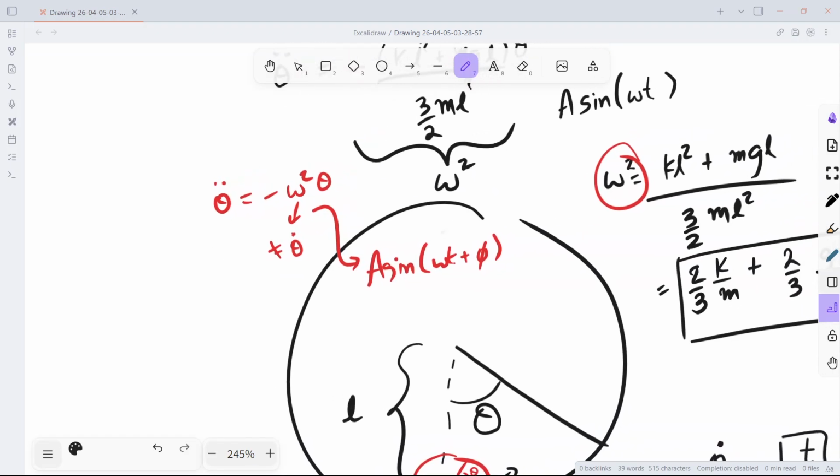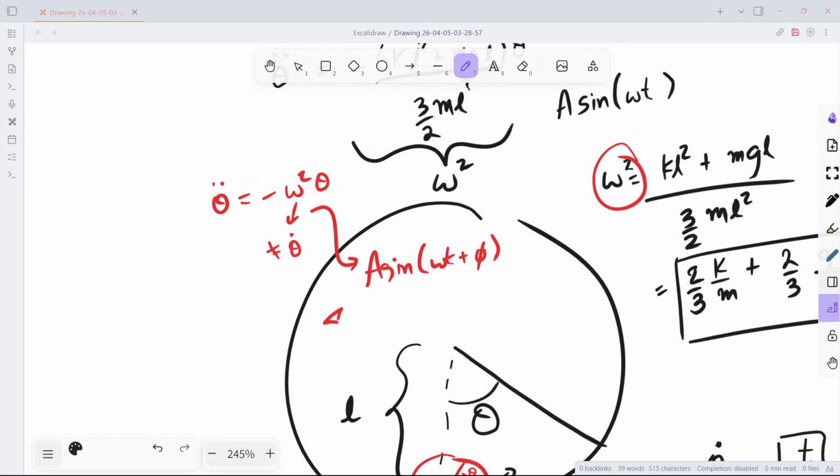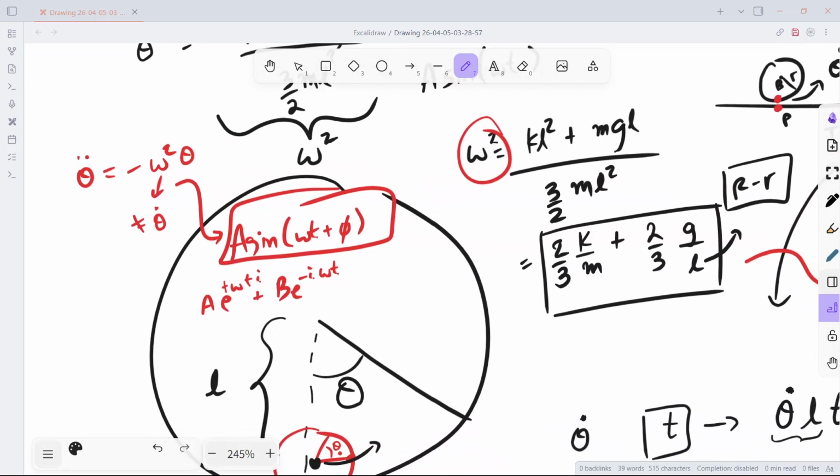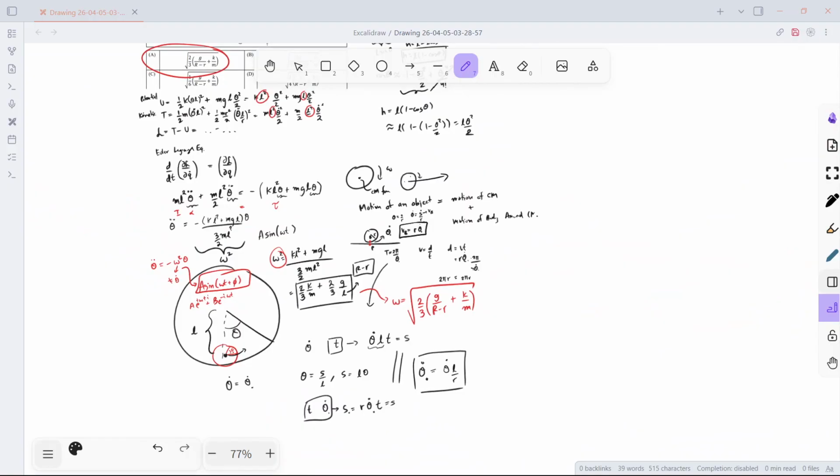In general, it's really a sum of exponential terms, so this plus, with an i here, because of the minus, e to the negative i omega t. But yeah, simplify it down. At the end, you get this omega. Beautiful.